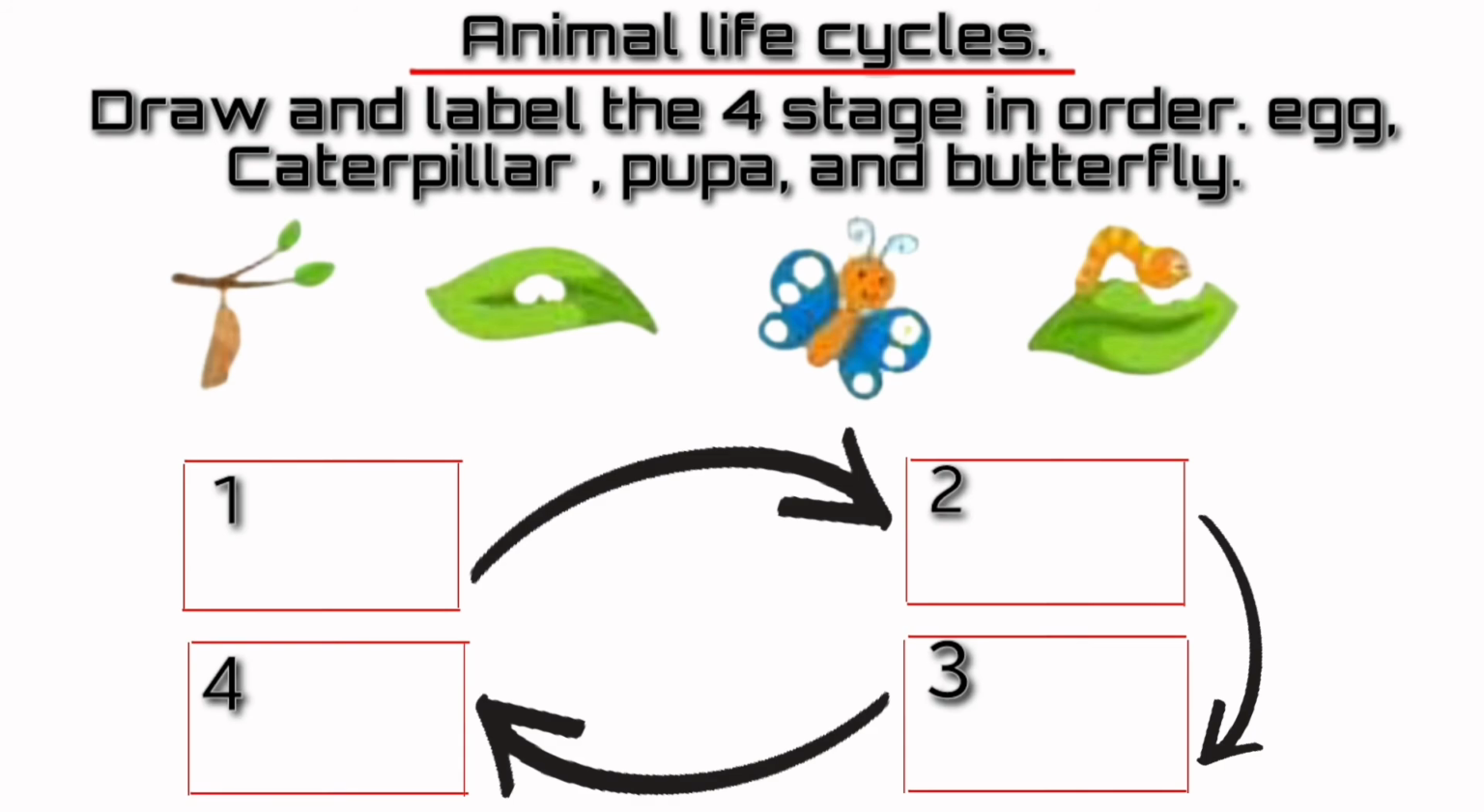Animal life cycles. Draw and label the 4 stages in order: egg, caterpillar, pupa, and butterfly.